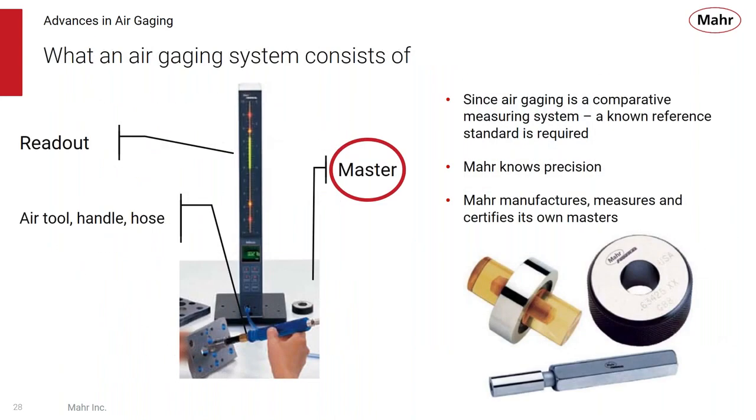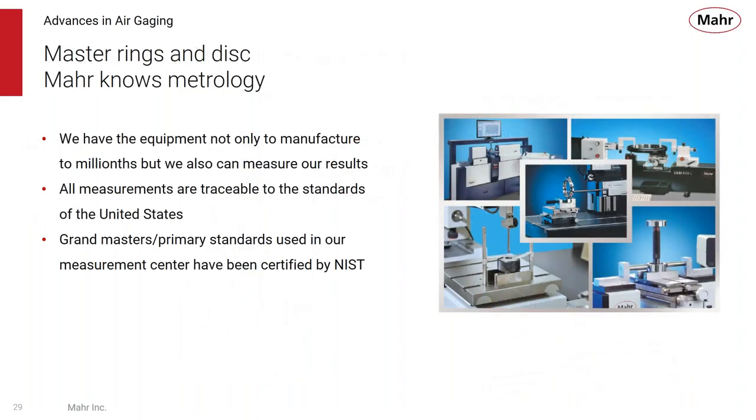And the last part of the air gauging system is the master. Since the air gauging system is a comparative measuring system, a known reference standard is required. And as you know, Mahr knows precision. Mahr manufactures, measures, and certifies its own masters. So we have the equipment not only to manufacture to millionths, but we also can measure our results. All measurements are traceable to the standards of the United States. Our Grandmaster primary standards used at our measurement center have all been directly certified by NIST.